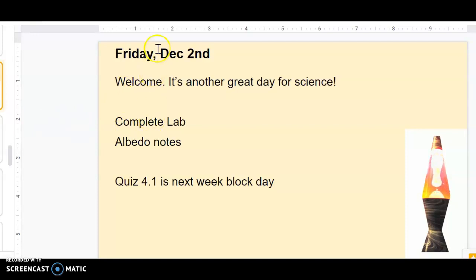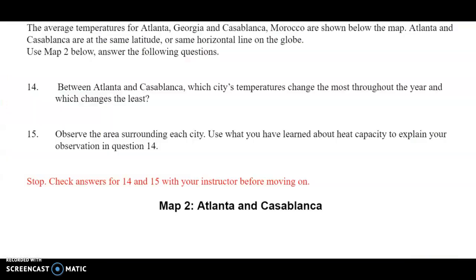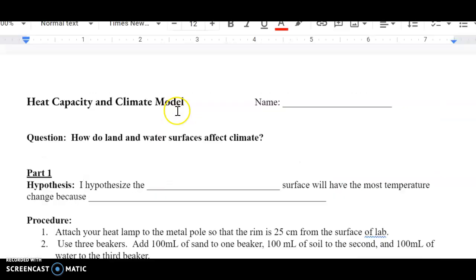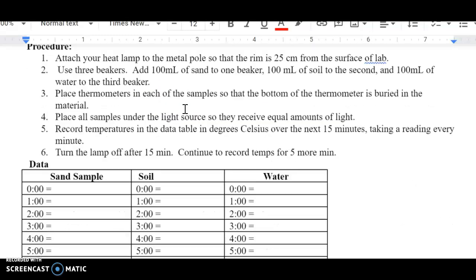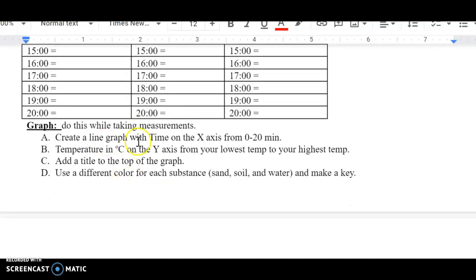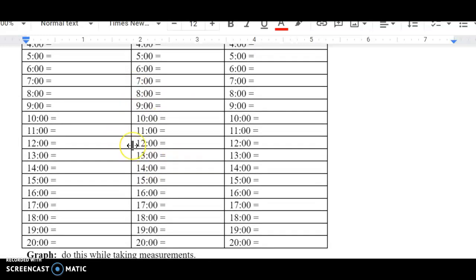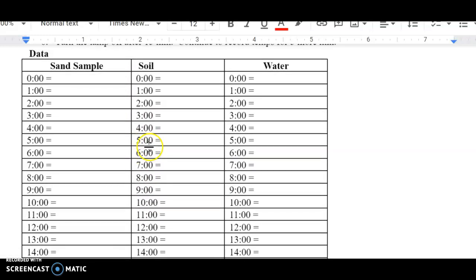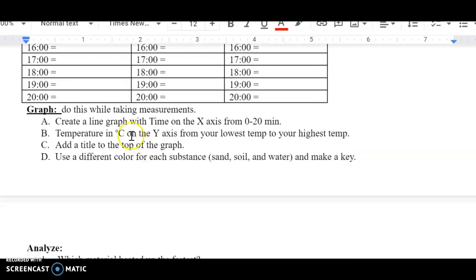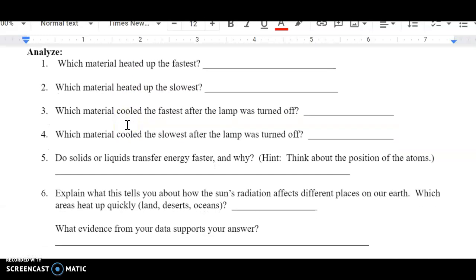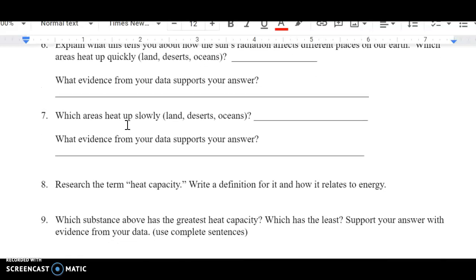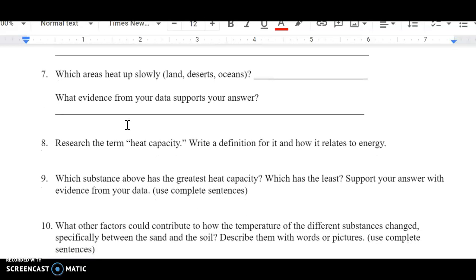First, you've got to complete the lab. When you go into Google Classroom, I want you to come back to the lab, that heat capacity and climate model lab, and you're going to continue finishing up your graph. Make sure that your graph is completed from all your data. So if you still need the data from your group members, get it. Finish your graph. Then answer the questions down below. So you're going to run through and answer all the questions in the lab.